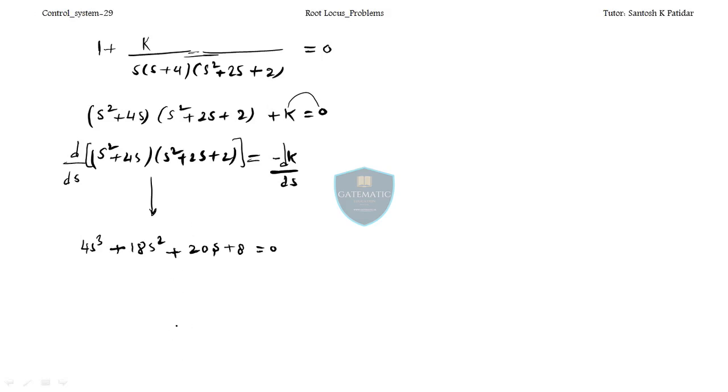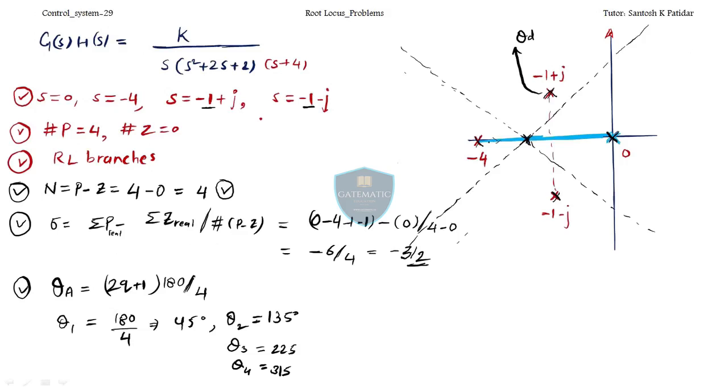When you calculate this, the roots will be minus 3.09 and minus 0.70 plus 0.388j, minus 0.70 minus 0.388j. So these two are invalid. Why? Because they are not on the RL branch. The RL branch is over here only. So you have only one, that is minus 3.09. Somewhere over here is the breakpoint.